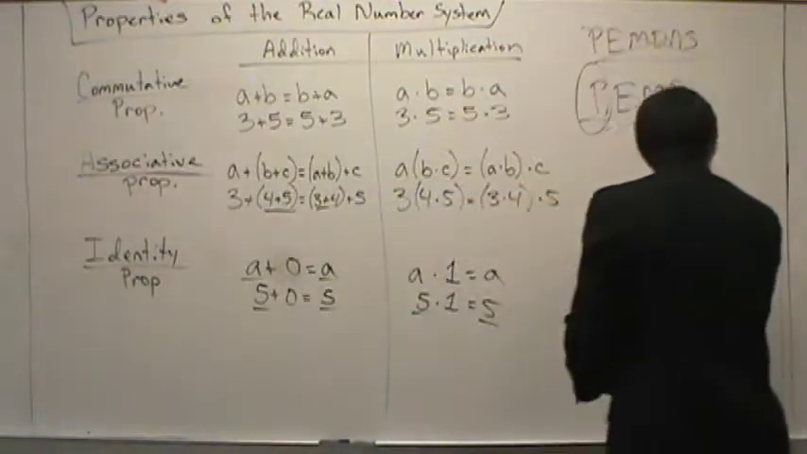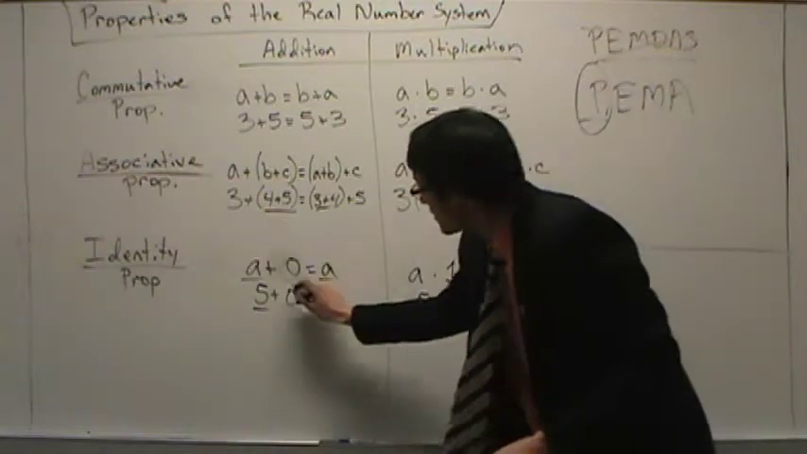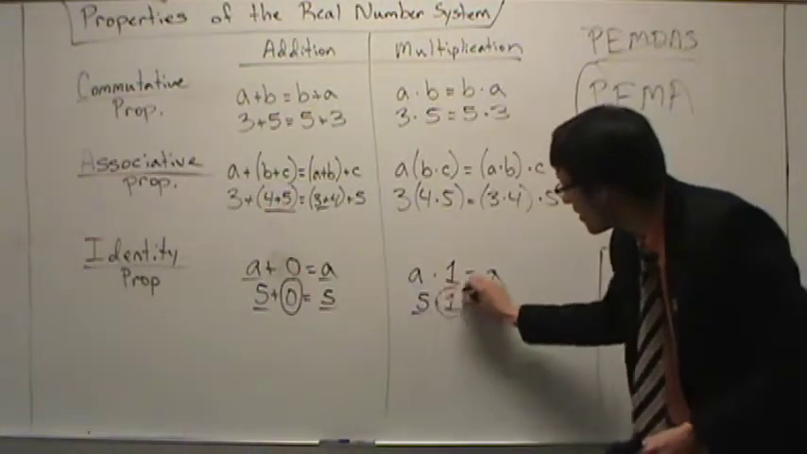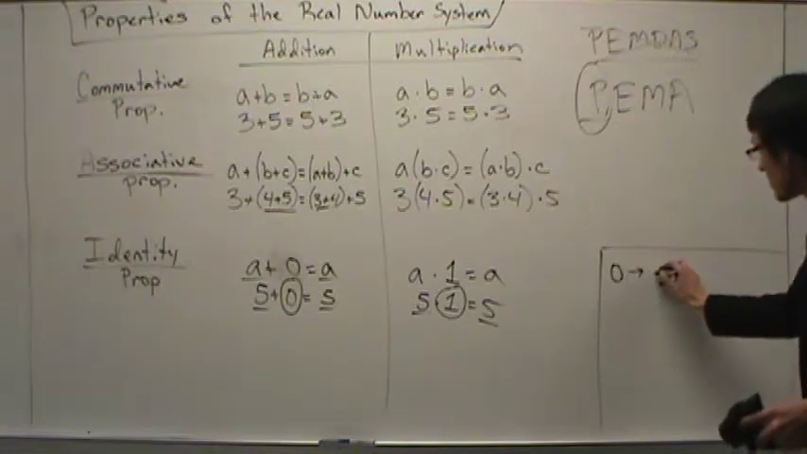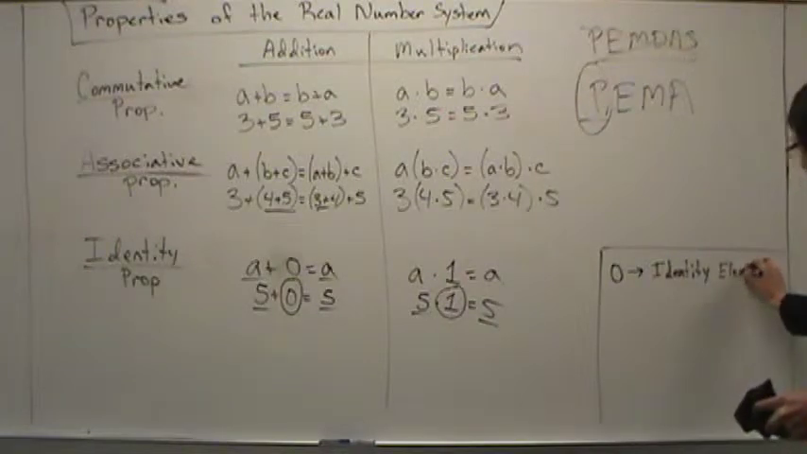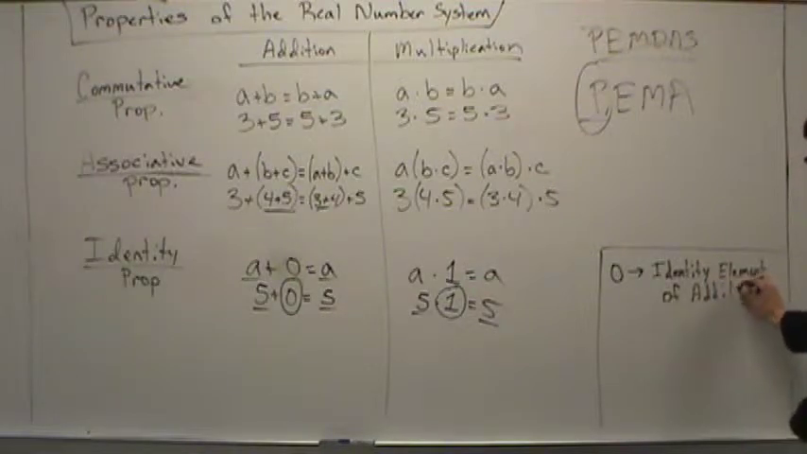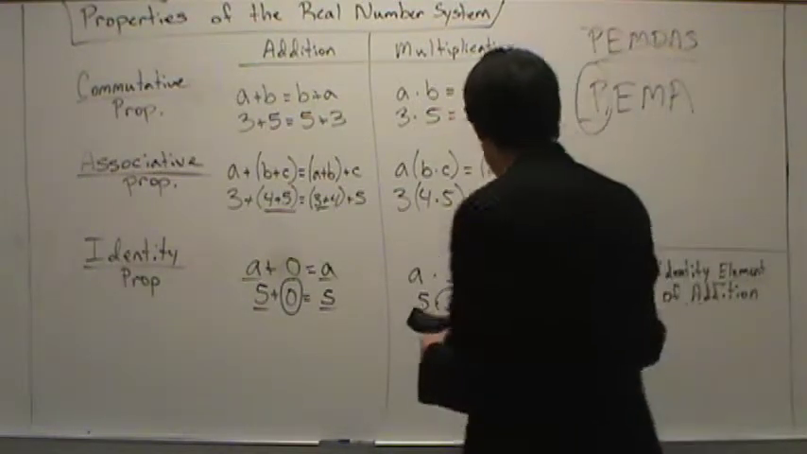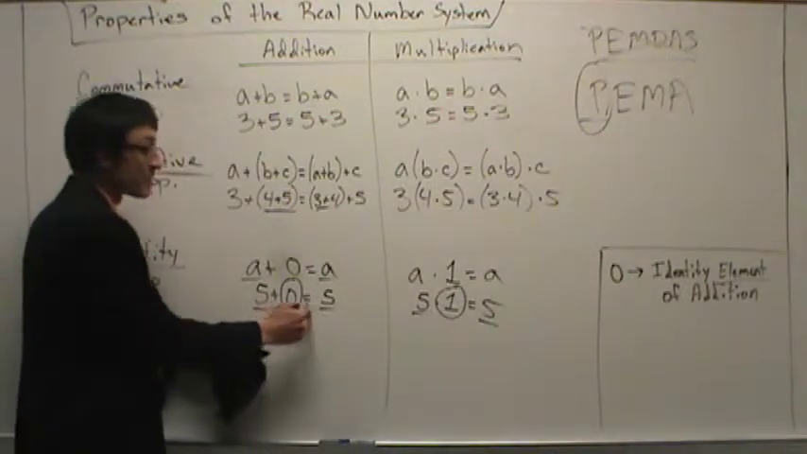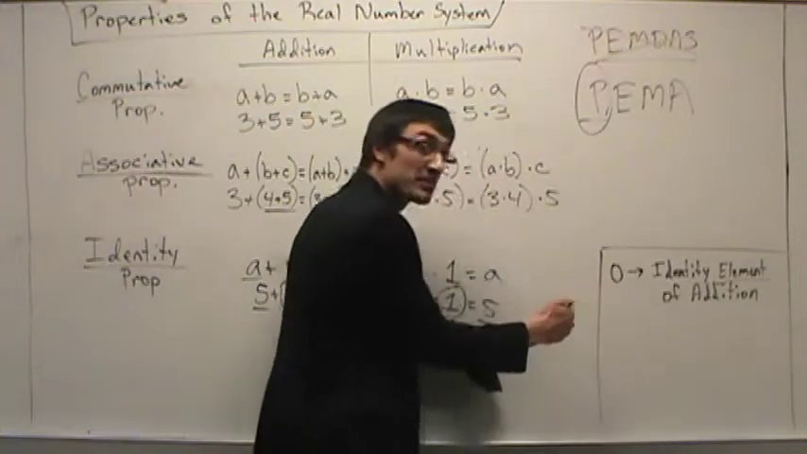I also want you to write this down as a side definition. Circle your 0 and circle your 1. 0 has a special name. 0 is called the identity element of addition. Meaning, identity element. Identity element is a number. Identity element of addition. This means whenever you add 0, you get the same thing. So you have what? 5 plus 0. 5 plus 0 is 5. 7.2 plus 0 is 7.2, or 168 plus 0 is 168.